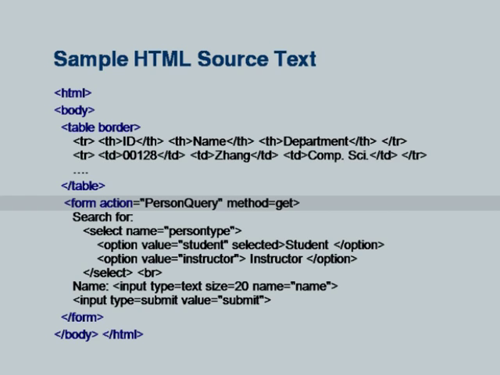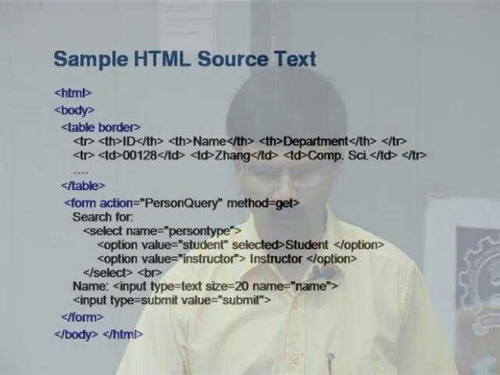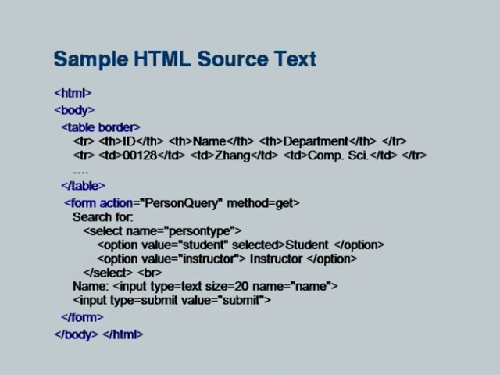The method is set to get, which means that the values for these inputs are actually going to go as part of the URL. If you have seen URLs with some prefix, and then it says question mark, then attribute name, value, then there are some separators, then another attribute name, value, that is the get method. There's also a post method, which uses HTTP to transfer the values which the user has input. It does not become part of the URL itself.